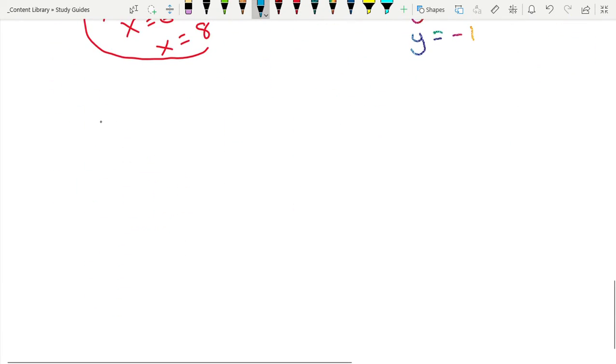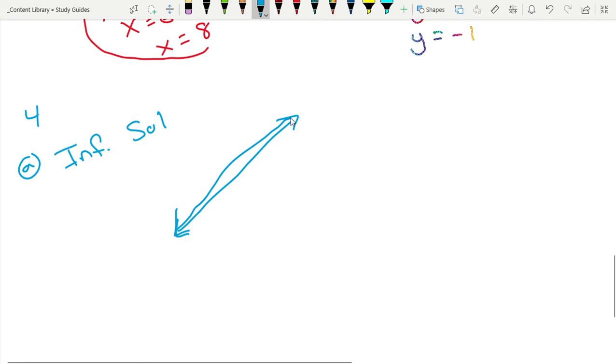Alright, number 4a, it says, what do you have to have infinite solutions? So this is number A for 4. Infinite solutions means the lines hit each other all the time. Well, in order for two lines to hit each other all the time, they have to be the same line. So that's what we're looking for on A. They have to be the same line.